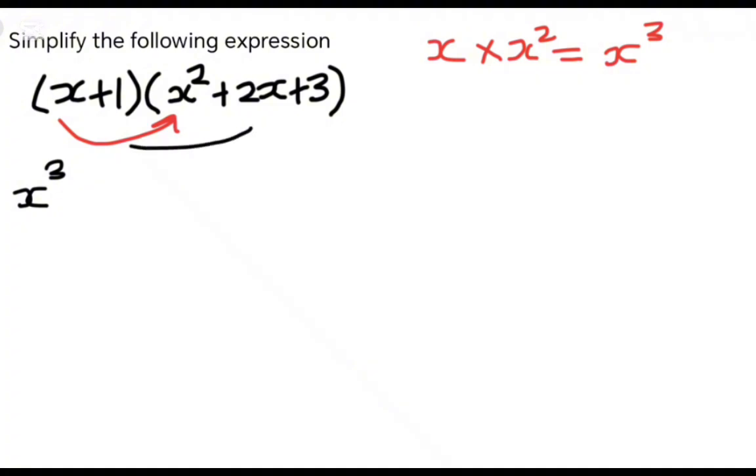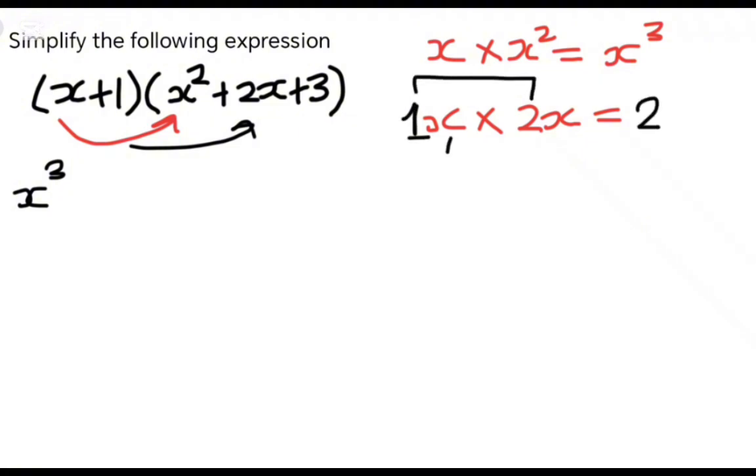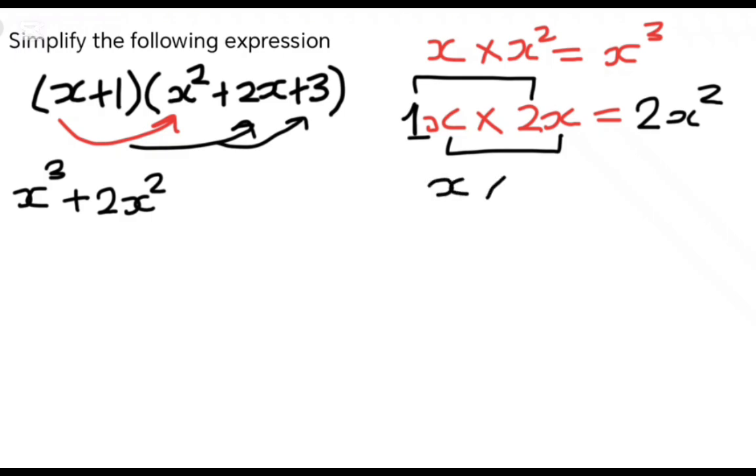Also, this x has to multiply the next term, so x is multiplied with 2x. When we multiply this, remember there is an invisible 1 here. A number multiplies a number, which is going to be 2, and x multiplied with x is x squared. So we have plus 2x squared. And this x has to be multiplied with the last term, 3, which gives us 3x. So it's going to be plus 3x.